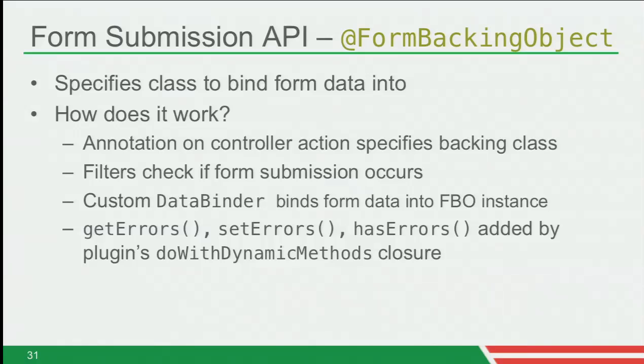So this actually ties directly into the Grails error handling tag libraries. So if we put validation errors on any one of these custom form backing objects, our UI developers can make use of the framework features to deal with these things in the same way they're used to with standard domain objects. So that's the form backing object.